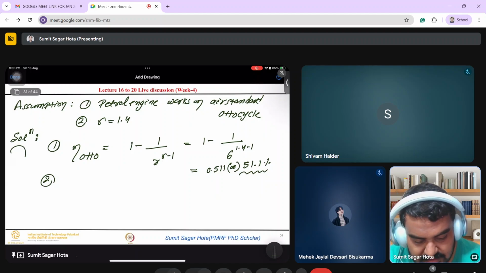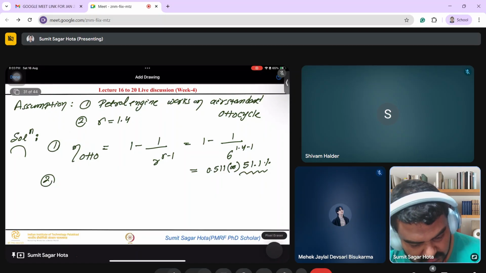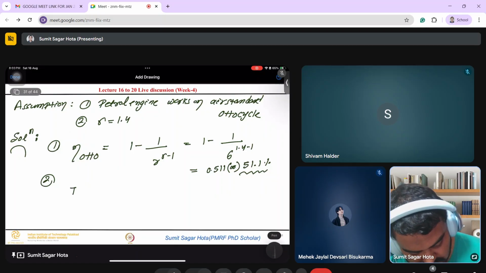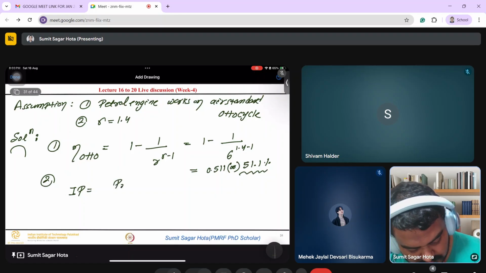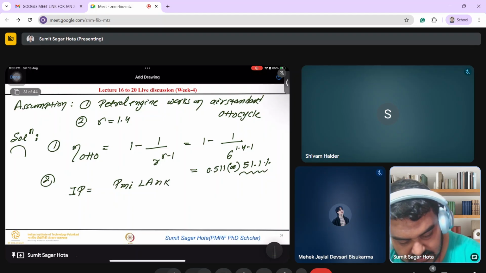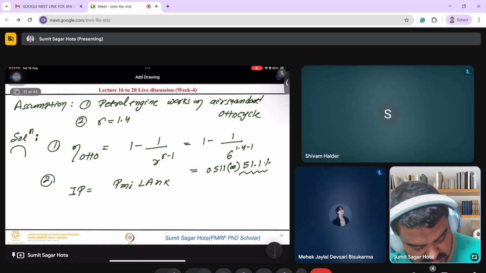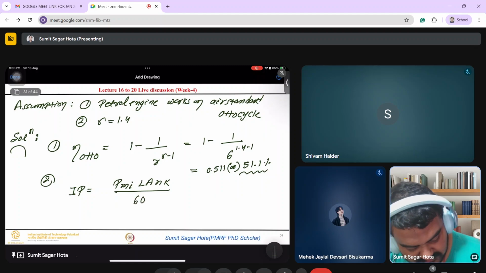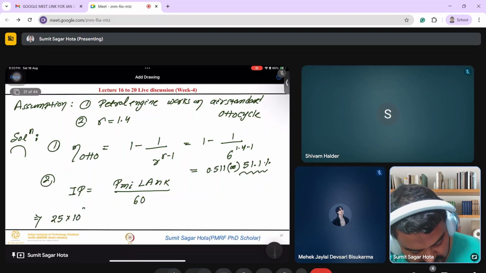So yeah, next question is, for finding this indicated pressure, we know the indicated power formula very well. Okay, so indicated power, IP, is equal to PMI, the indicated pressure, into L, length of the stroke, into A, area of the piston, cross sectional area, into N, number of rotations, and K, how many cylinders you have, divided by 60. Okay, this is the formula. Okay, so yeah, we have everything given. Indicated power is also mentioned, 25 into 10 to the power 3.